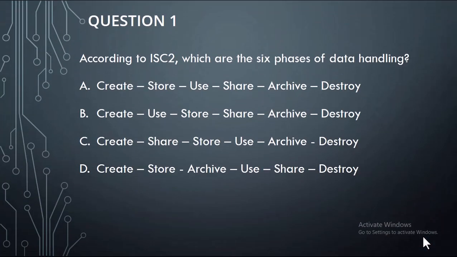Question 1. According to ISC2, what are the 6 phases of data handling? A. Create, store, use, share, archive, destroy. B. Create, use, store, share, archive, destroy. Option C. Create, share, store, use, archive, destroy. Option D. Create, store, archive, use, share, destroy. The answer here is option A. Data is created, then stored, used, shared, archived, and finally destroyed.